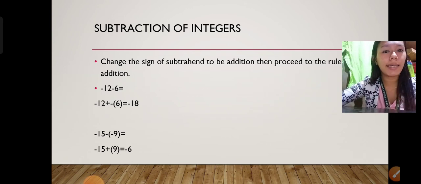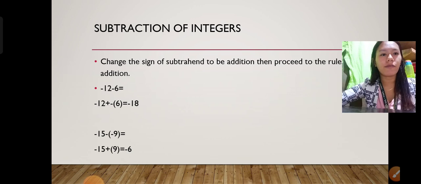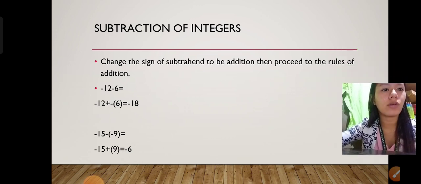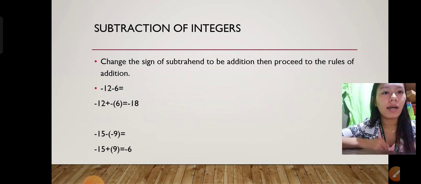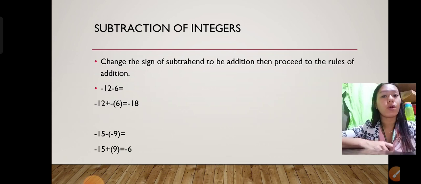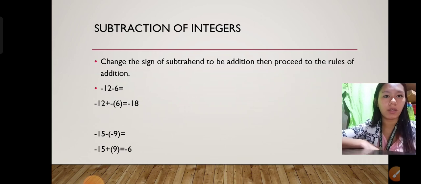Negative 12 plus negative 6 is equal to negative 18. So, what it says here is to change the sign of the subtrahend to addition, then proceed to the rules of addition. I already discussed the rules of addition.